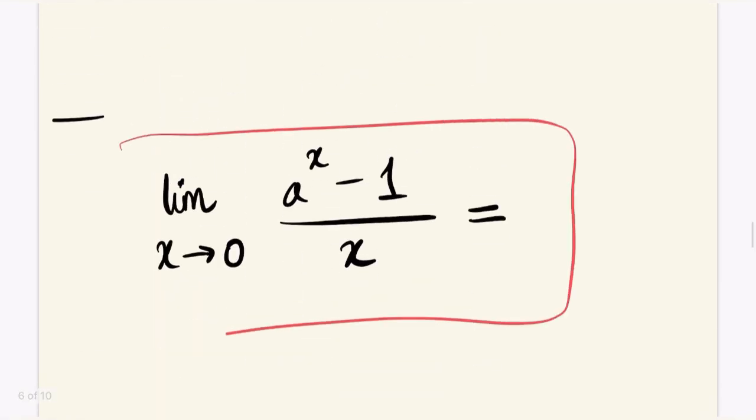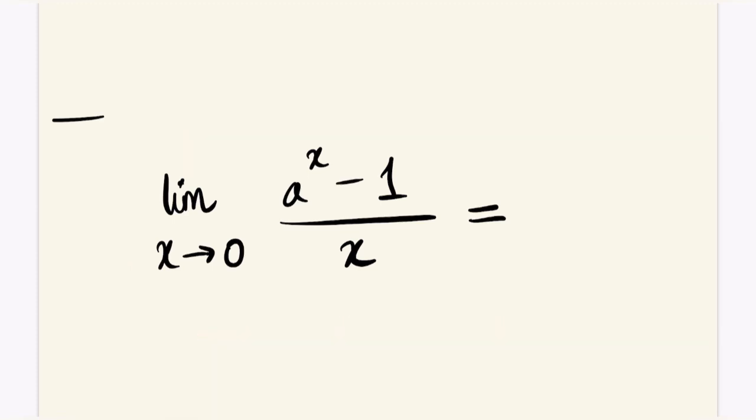The next question is about limit of a raised to x minus 1 upon x as x approaches 0. What is the answer for this? The answer, again, if you try to plug in 0 in place of x, you will have something like a raised to 0 minus 1 upon 0, which is 1 minus 1 upon 0, which is 0 by 0, which is not the correct way to do it.